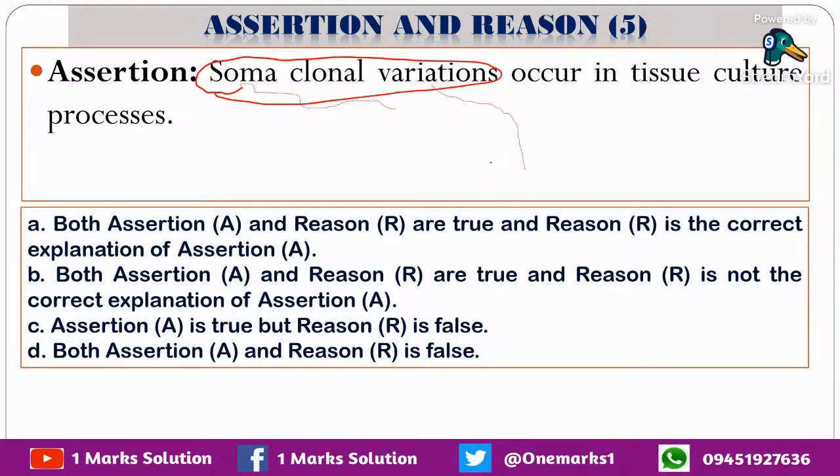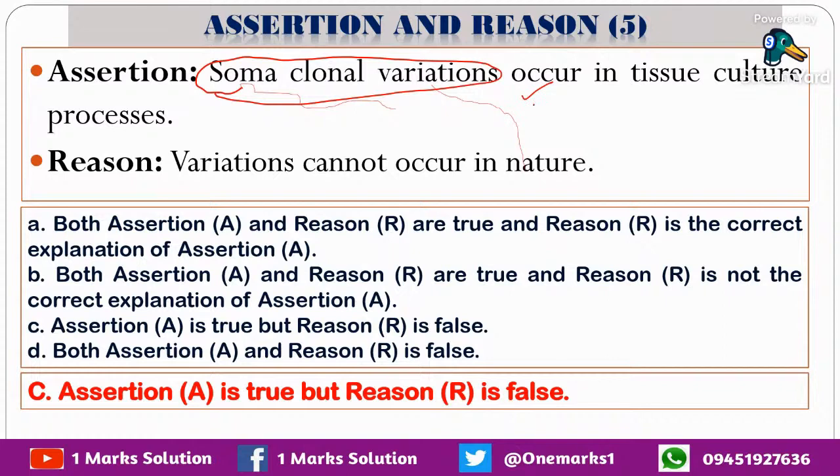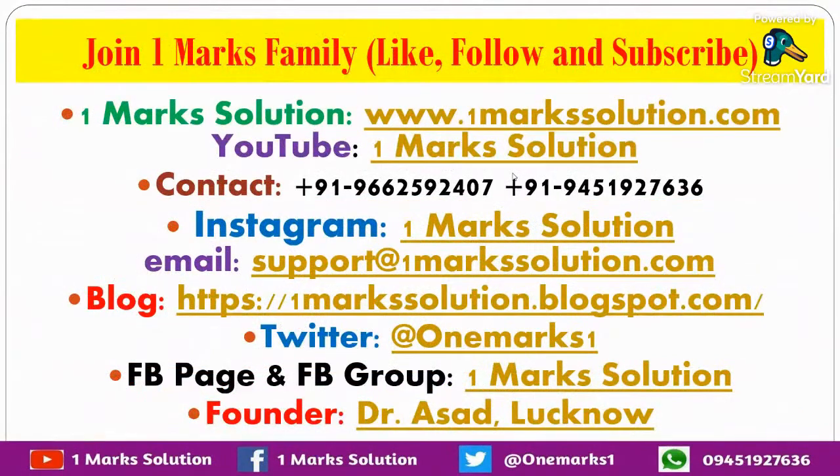And let us see the second statement. Variations cannot occur in nature. Even though the first statement is correct, the second statement is wrong, because variation can definitely occur in nature. So the option is C. That is the last question from the chapter, and we have come to the end of this.